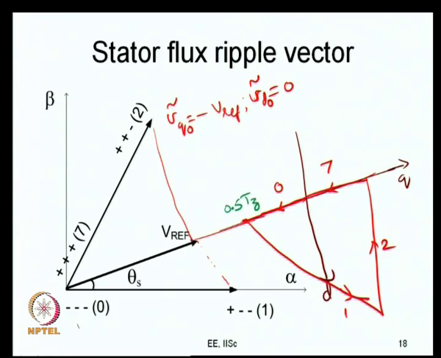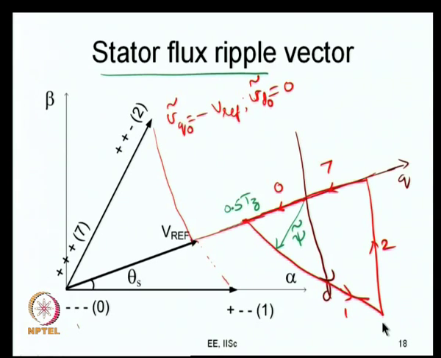Then beyond that, what happens? The ripple vector, let me call this psi tilde vector. When I integrate the error voltage, what I get is the stator flux ripple vector. So, that is what I am calling psi tilde vector now. Once I go on doing the integration, the tip of this vector moves parallel to this error voltage vector 1. So, as I said, just ignore my drawing inaccuracy. You can follow this error voltage vector, it goes on like this now.